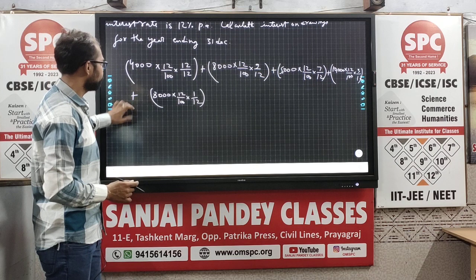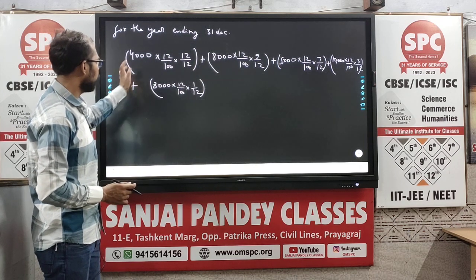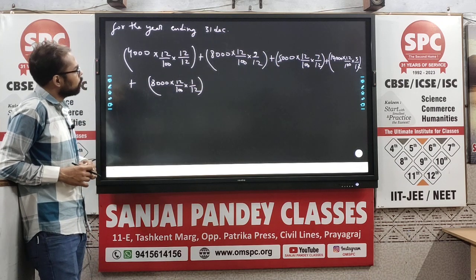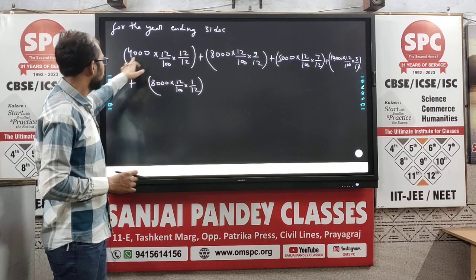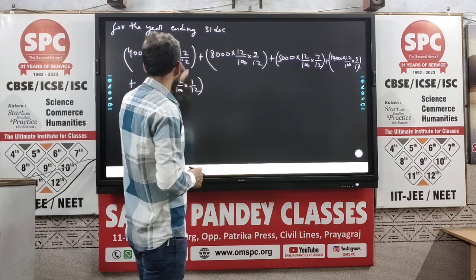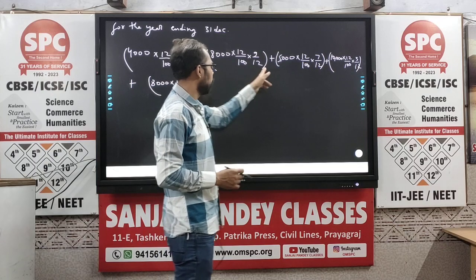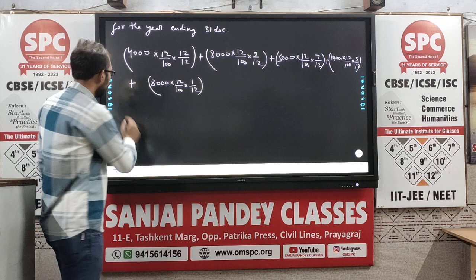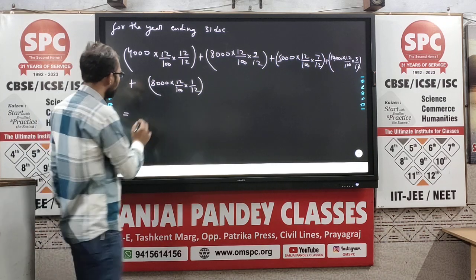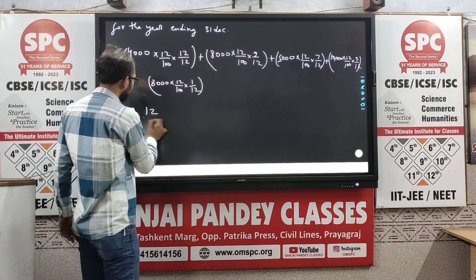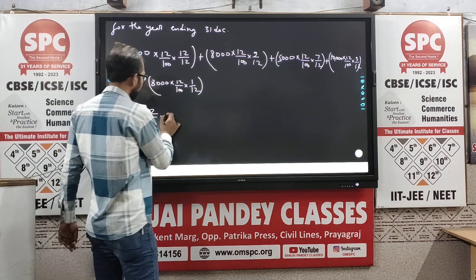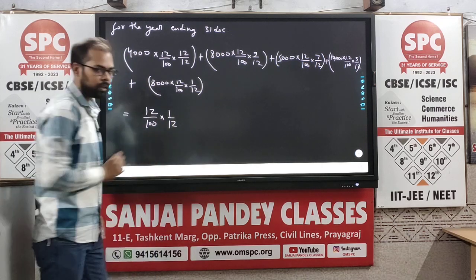Now let us first of all take out any common values out of the brackets. So what are the common values that we can take out? Here you can see that the interest rate and the denominator, or you can say the 12 months, which is a denominator, is common. So let's take out that common. That will be the interest rate, and the denominator is 1/12.